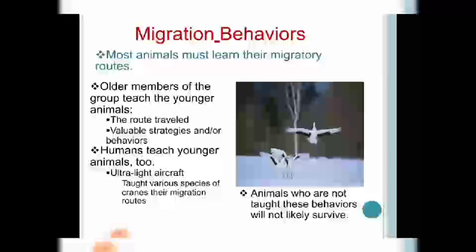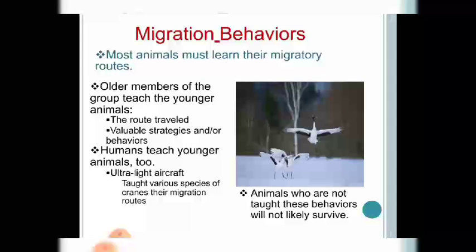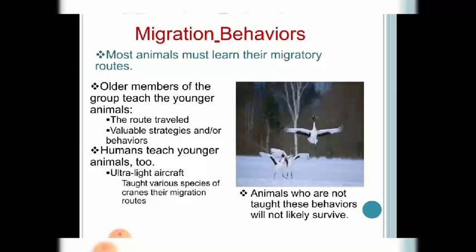So what type of behaviors can you see in migration? Most animals must learn their migratory routes. It is true that the animals should know their migratory route. Once they are moving from one place to another, they have their own sensation to make their migration routes. An older member of the group teaches the younger animals how the migratory route has to be followed. The routes they travel go through valuable strategies, like which habitat they are passing, through what type of rivers, and what type of water bodies they come across. So that type of small navigation and orientation makes up their migration behaviors.